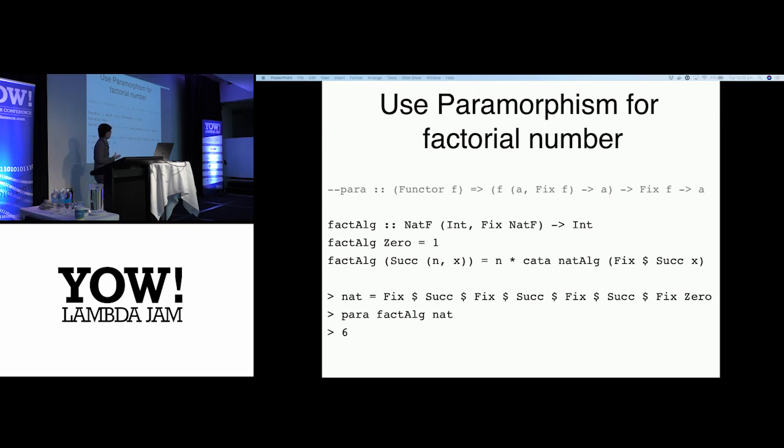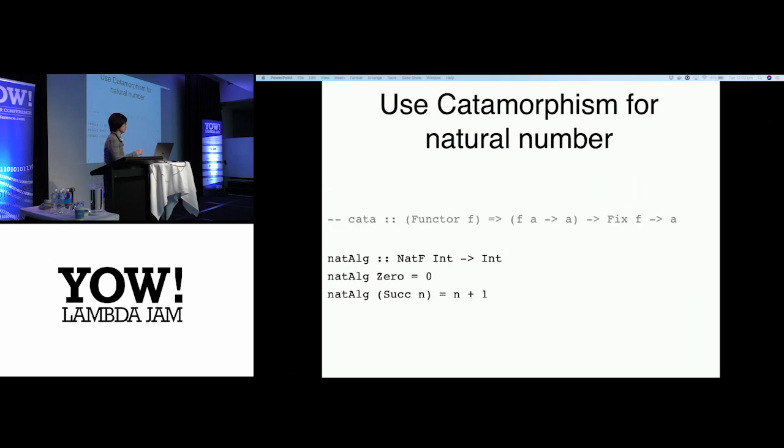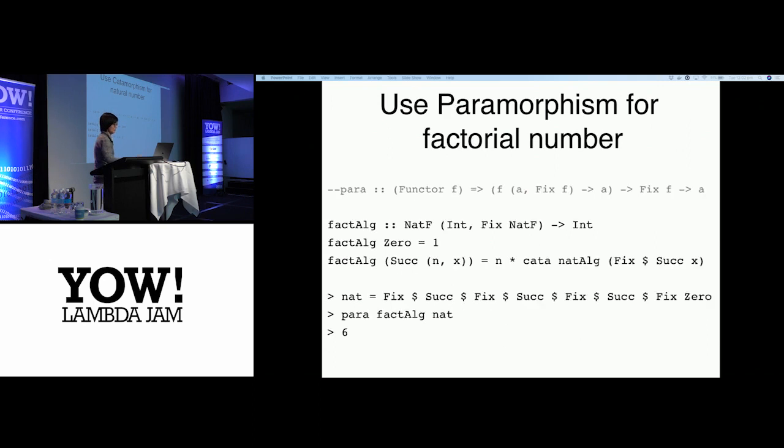What will the next factorial number be? What it does is I use n times cata of ALG. ALG is this function. Then call succeed of the x, and I need to enclose it with fix to make it compile. It's a bit involved, but I want to illustrate why paramorphism is useful in some cases.